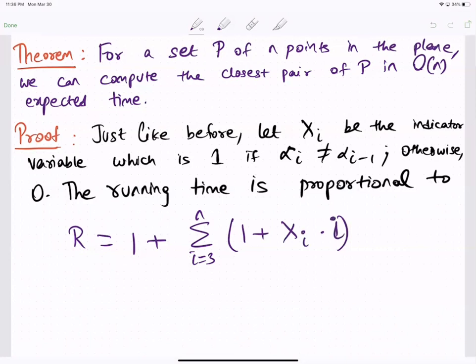Okay, so how should we understand this? Let's assume that the grid rebuild didn't happen in the ith iteration. If it didn't happen, then xi is 0, which means you spend constant time to perform that particular insertion, which is what we know, right? However, if the grid rebuild happens, which means alpha I is not equal to alpha I minus 1, then xi is 1. So then it takes order of I time to rebuild the whole grid, right? So this running time is exactly capturing them, depending on the value of xi, that's the time taken in each iteration, right?